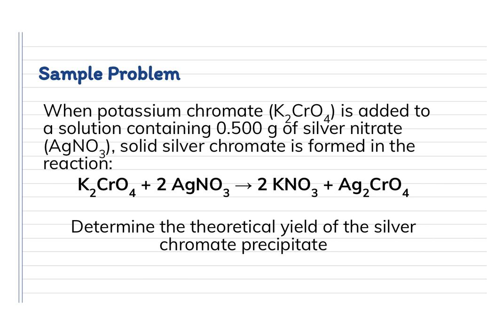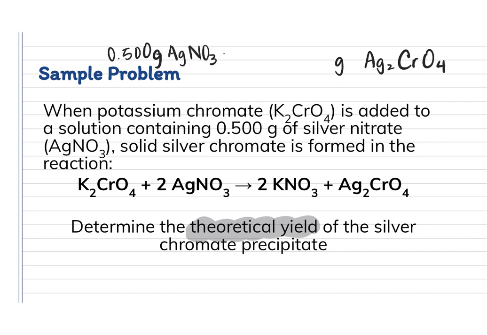So determine the theoretical yield. So we're theoretically determining how much silver chromate we would make. What that means is I need to figure out the grams of Ag2CrO4, but I don't have any information about silver chromate. All I have information about is that I have 0.500 grams of AgNO3. So I've got to figure out some way to convert grams of silver nitrate to grams of silver chromate. This is stoichiometry, okay? So using theoretical yield, we're going to do the stoichiometry for it.